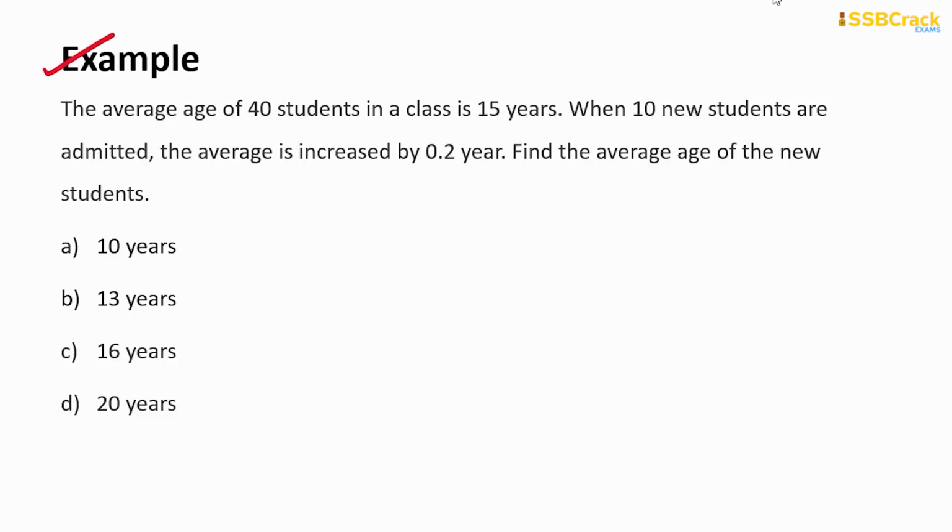So this is the example, and it states that the average age of 40 students in a class is 15 years. So there are 40 students in a class and their average is 15 years. Now when 10 new students are added or admitted to the class, the average is increased by 0.2 years. Right? Now we are required to find the average age of the new students.